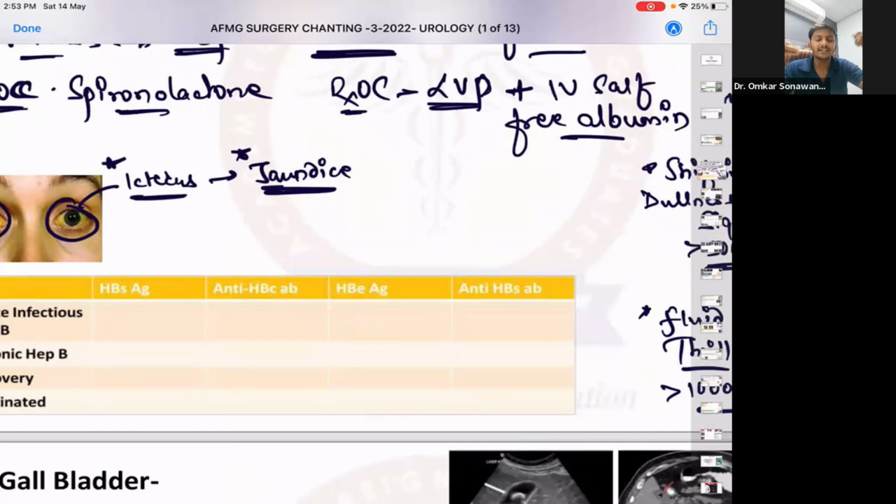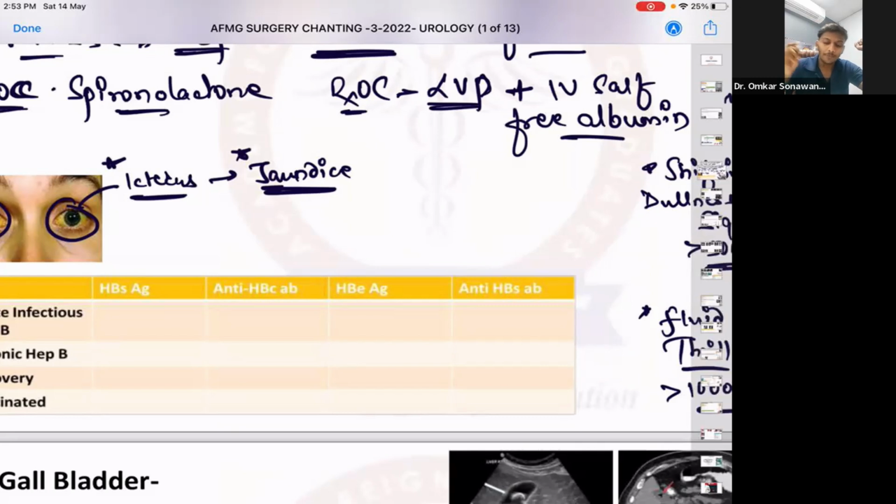There would be elevated levels of conjugated as well as unconjugated bilirubin. And lastly, if there is an obstructive jaundice, there is some pathology in the biliary tract. It can be a stone or a tumor like cholangiocarcinoma, anything. In that condition, definitely there would be increased levels of conjugated bilirubin. There would be conjugated hyperbilirubinemia.